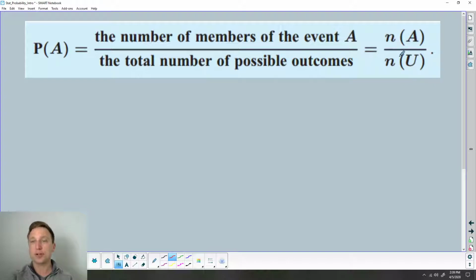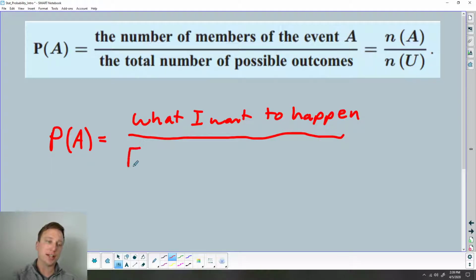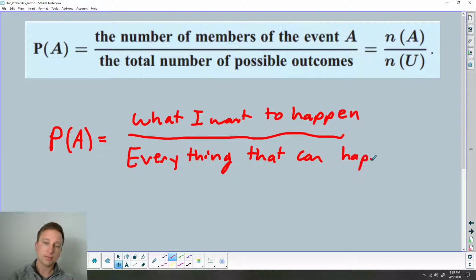So we're kind of going a little ahead as we talk about sets, but I can also say the probability of some event A is what I want to happen, or what I'm interested in. And I like to define this in simpler terms over everything that can happen, or all the outcomes that can happen. So eventually finding how many different outcomes can happen gets to be a lot of work.